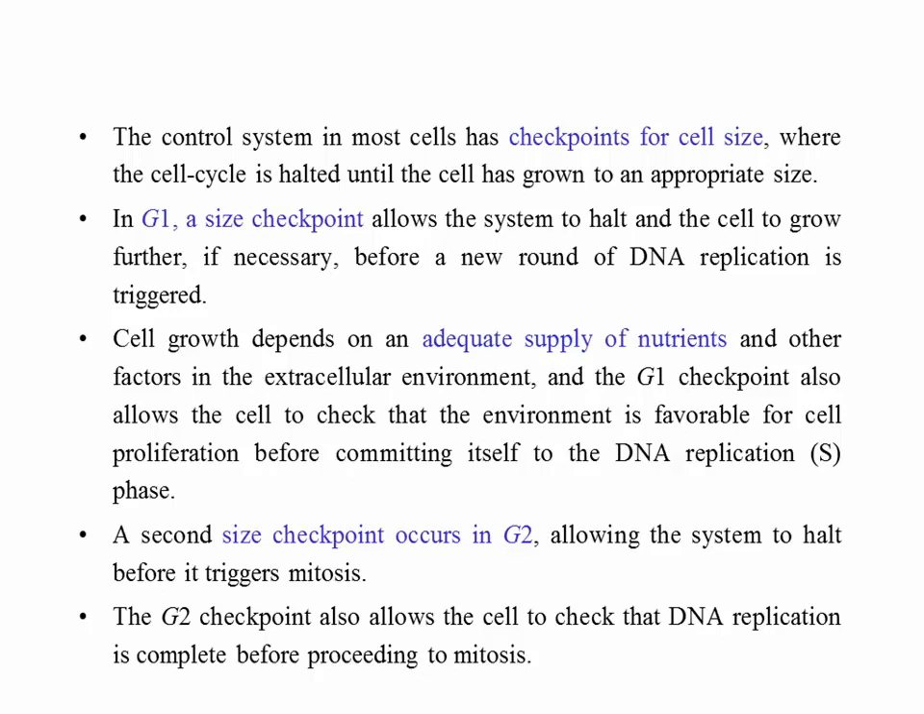Then there is a second size checkpoint which occurs in G2, right? So you could have G2 arrest too, allowing the system to halt before it triggers mitosis. Right. And the G2 checkpoint also allows the cell to check that DNA replication is complete before proceeding to mitosis. You have to make sure that the DNA replication has been completed before you go ahead and carry out nuclear division.